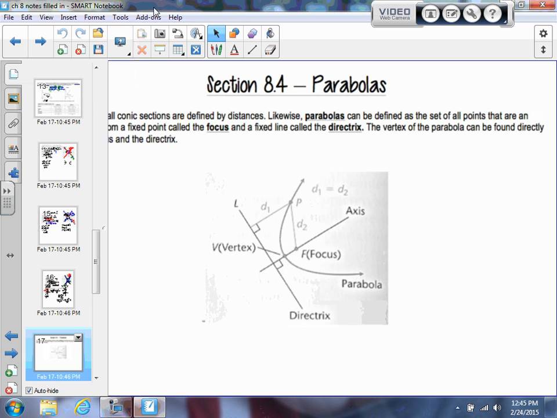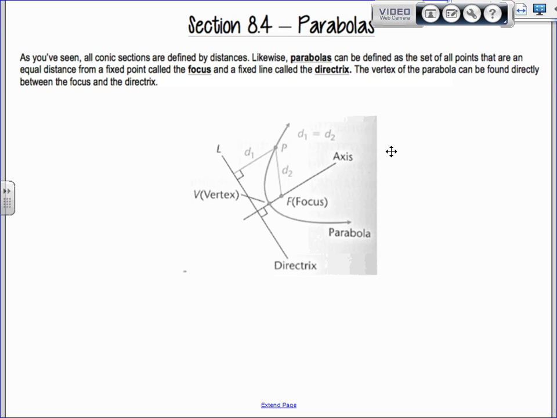Section 8.4 is on parabolas. Parabolas are our last conic section. So we've done the ellipse equations, the hyperbola equations, and the circles, and now we're going to do the last one, which is parabolas. This is the strangest one. It's a little bit different.